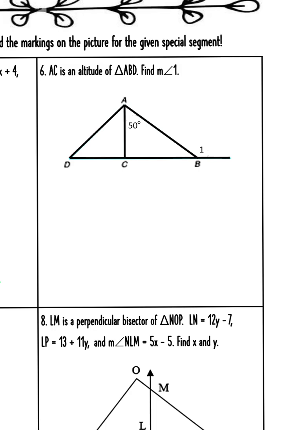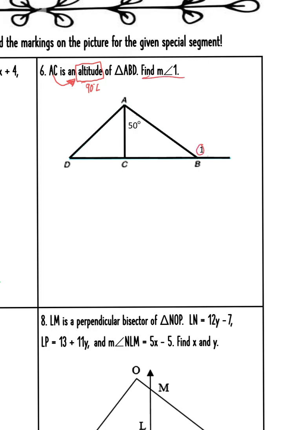Okay, so now on to number 6. We've got AC is an altitude. I'm going to box that in. It's a key word again. We're talking about AC. AC is the altitude. When you see altitude, you should be thinking 90-degree angle. And it's the altitude of the triangle ABD. Find the measure of angle 1. So we're looking for this angle here.